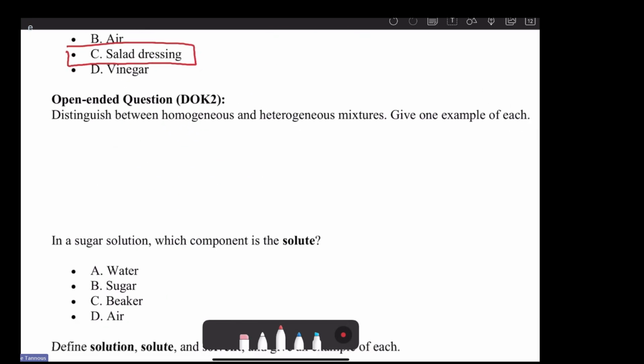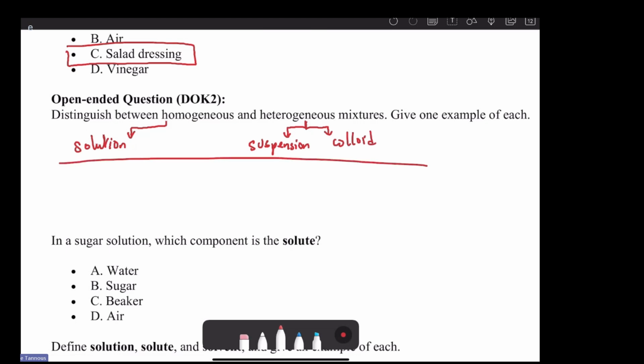Now, here again, I'm going to distinguish between a homogeneous and heterogeneous mixture. A homogeneous mixture is also known as a solution. A heterogeneous mixture, we have two types, which I will discuss later on. You have the suspension and you have the colloid. However, in general, heterogeneous and homogeneous mixture.